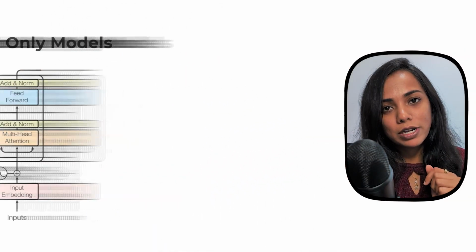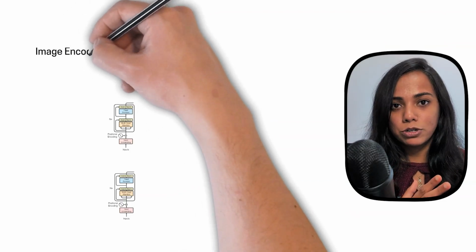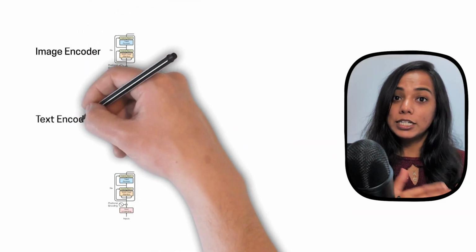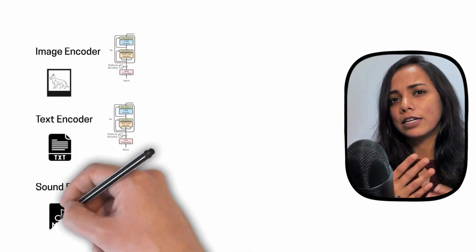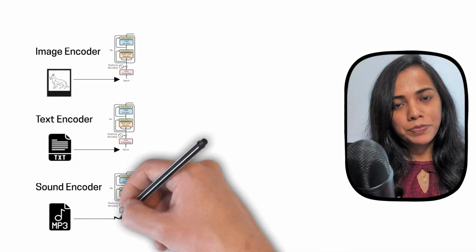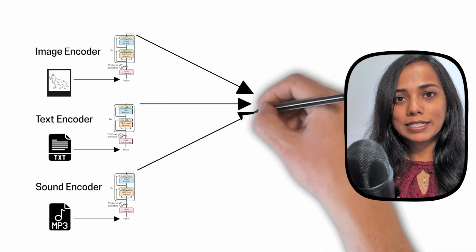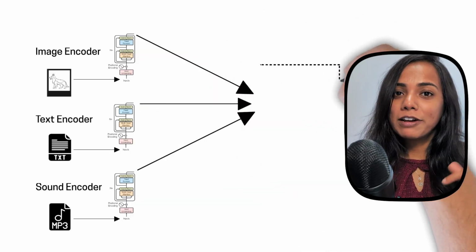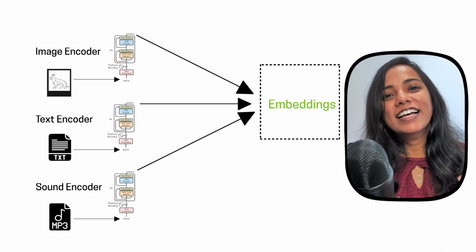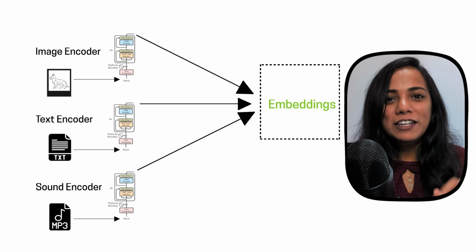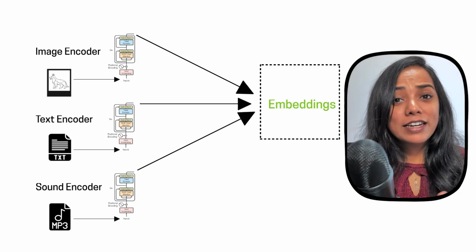In encoder-only architectures, separate encoders process each modality independently. So one encoder specializes in text, another is dedicated to images, and so on. Each encoder translates its input into a numerical representation, which is, again, embeddings. But how exactly do these embeddings end up aligned?